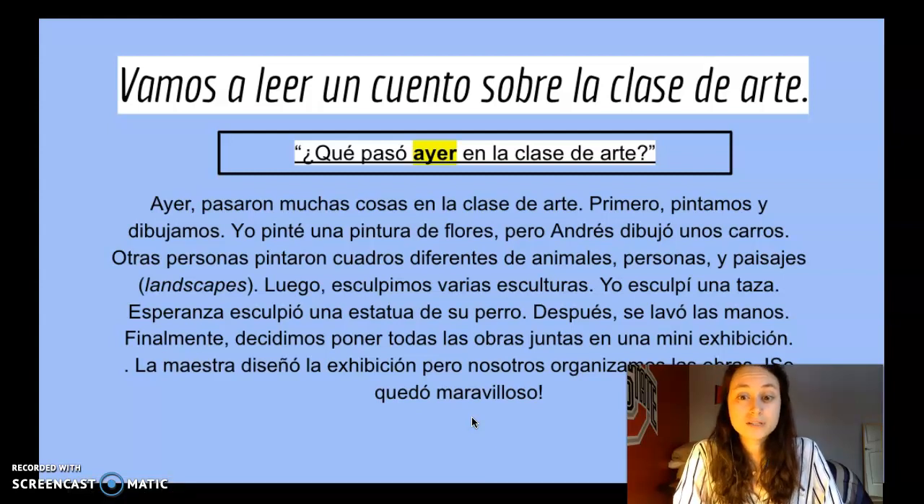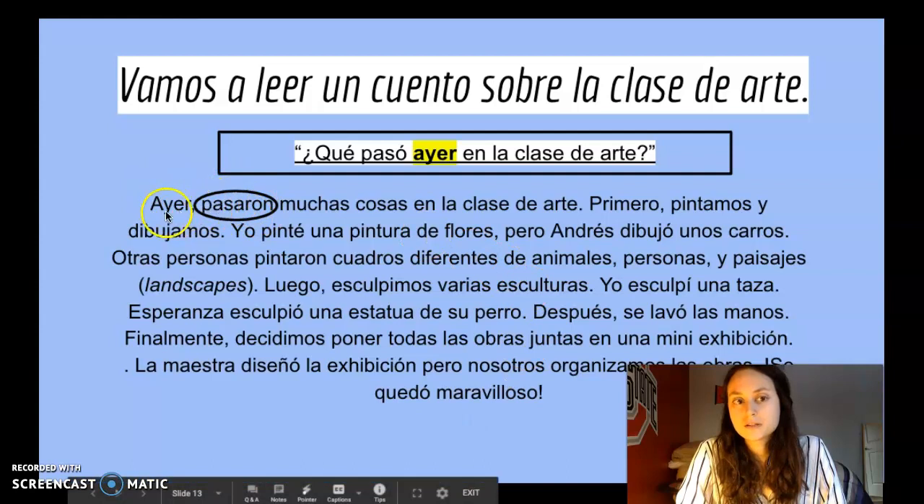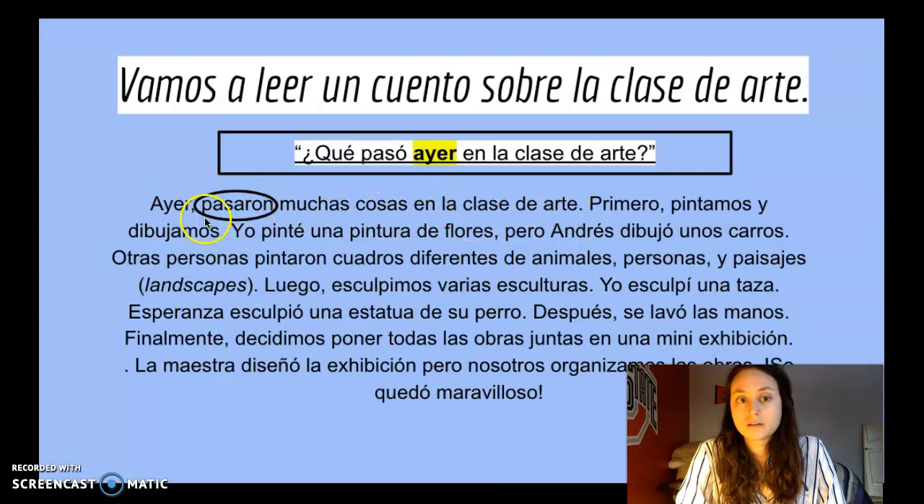So there are 14 verbs in the preterite in this story, because it all happened in the past. I'll help you find the first few. So in the first sentence, ayer pasaron muchas cosas en la clase de arte. Okay, a lot of things happened or passed. A lot of things happened in art class. So there's your first one. Primero, pintamos. Nosotros pintamos. We painted. Y dibujamos. We drew.